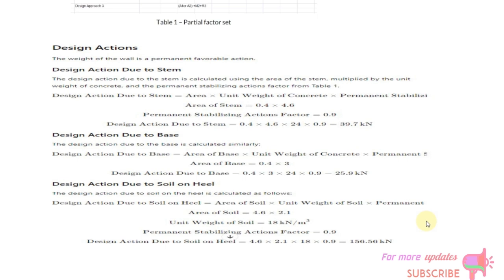Design actions. The weight of the wall is a permanent favorable action. Design action due to the stem is given by area multiplied by unit weight of concrete multiplied by the permanent stabilizing action factor from Table 1, which equals the product of 0.4 by 4.6 by 24 by 0.9, which gives 39.7 kilonewton. Doing the same for the base, you get 0.4 times 3 times 24 times 0.9, and 2.1 times 4.6 times 18 times 0.9 for soil, to get 25.9 kilonewton and 156.56 kilonewton respectively. The thrust from the active earth pressure is a permanent unfavorable action.